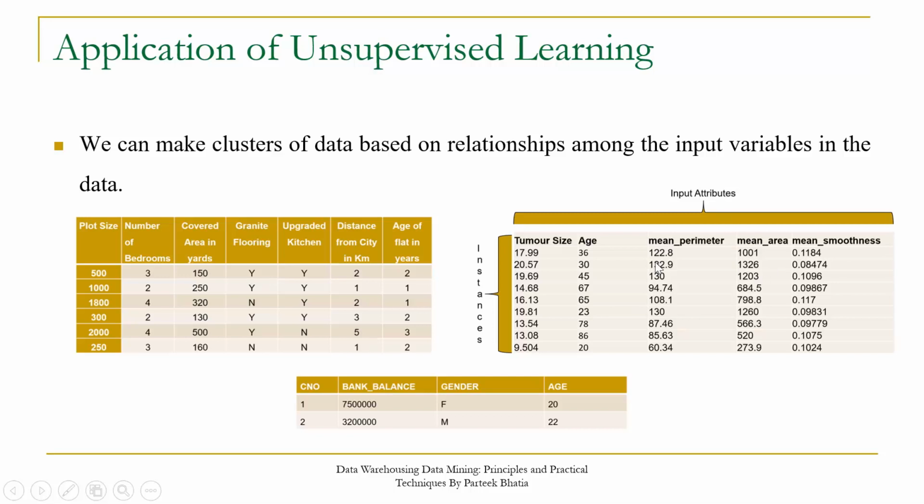So we have a number of examples. We can use the data of flats to make groupings of flats. We can use the input attributes of patients to make groupings of the patients, or we can use the input attributes of customers to make groupings of customers. So in unsupervised learning, we can make clusters based on the relationship among input attributes in the dataset.